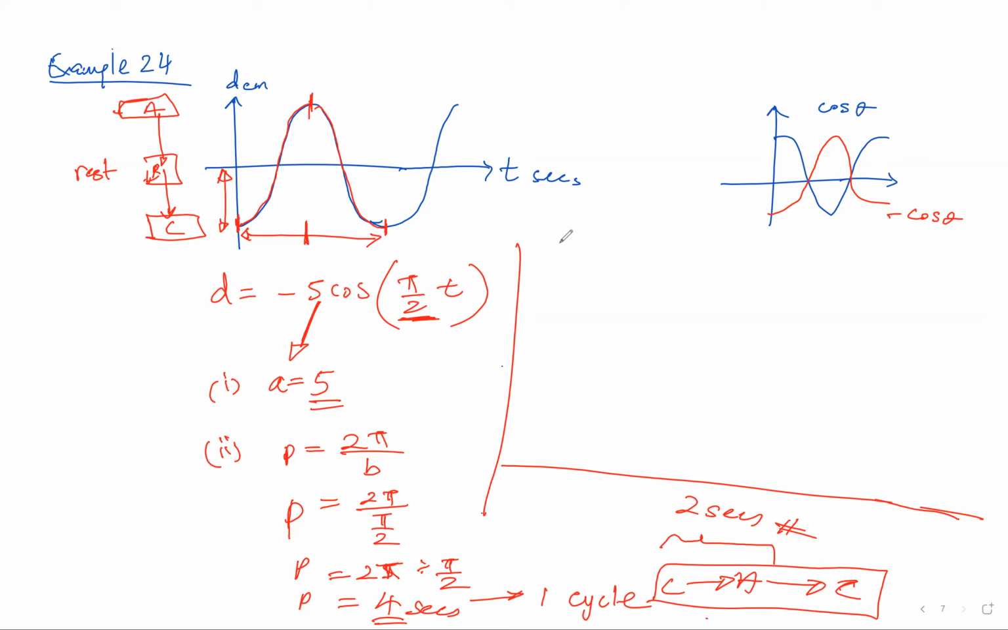Part 3. They ask you, how far is the mass from B when t is equal to 2.5 seconds? So you need to find how far it is from B. Based on the equation given, d is equal to minus 5 cos pi over 2. In place of t, you put in 2.5 seconds.